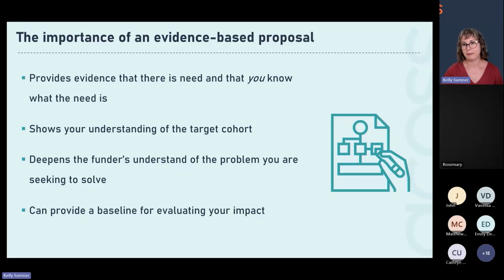But an evidence-based proposal can also provide really useful information when you then go to evaluate your project at the end. So again, it's one of these things that can seem like it takes up more time in the planning stages, but it will save you so much time in the end if you're collecting that evidence and have it ready to go when you write your application.